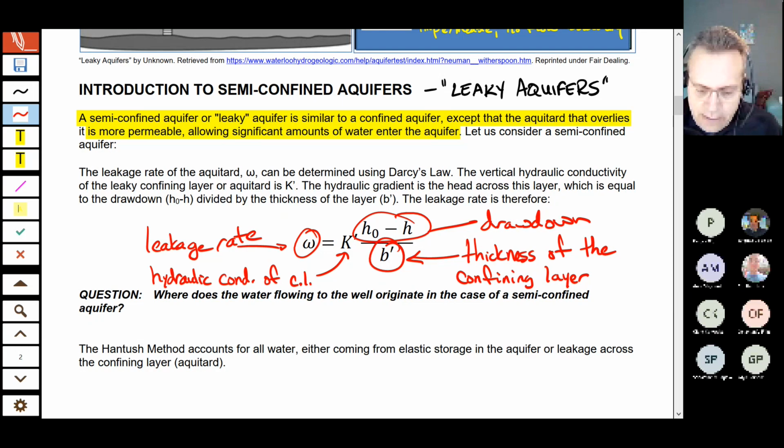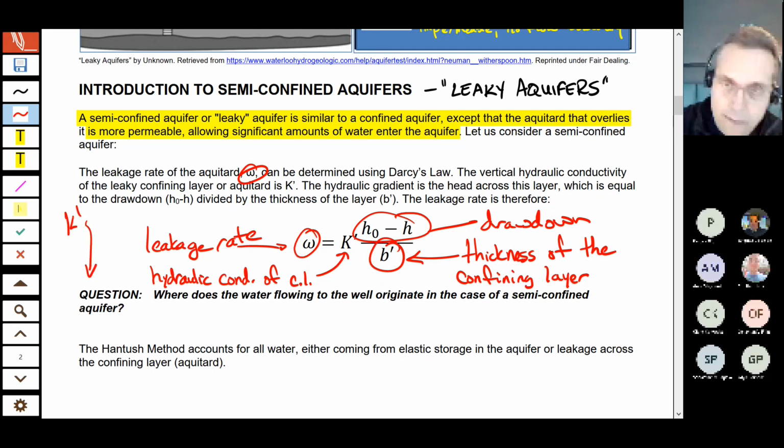So it's going to get one level of mathematical complexity above what we already have. Okay, so the leakage rate of the aquitard, W, can be determined by Darcy's law, or I guess a version of Darcy's law. The vertical hydraulic conductivity of the leaking confined aquifer, of the aquitard, is K prime. And again, when we're talking about vertical, we're talking about vertical conductivity from above and transmitted throughout. Hydraulic gradient is the head across the layer, which is equal to the drawdown, as we know, and the thickness of the layer, the confining layer, is B prime. Therefore, we can establish the leaking rate. We're going to get back to this, but we're actually going to use it in a different form when we're doing our math.